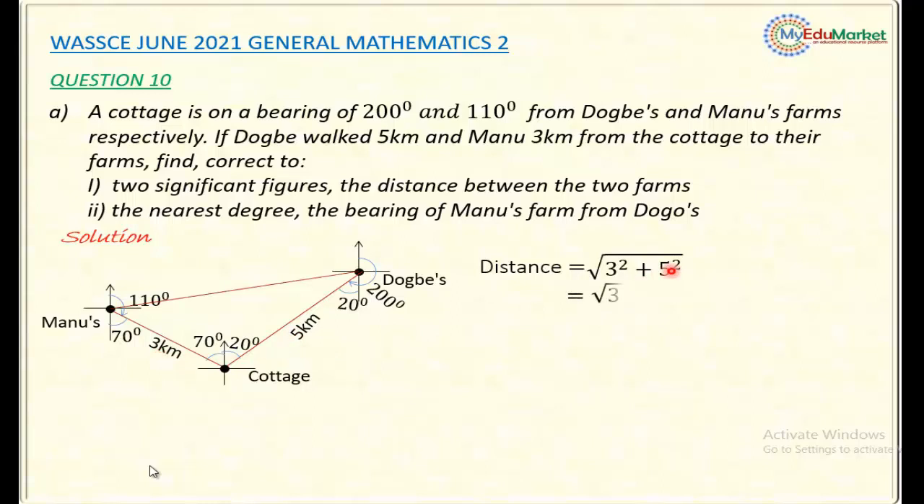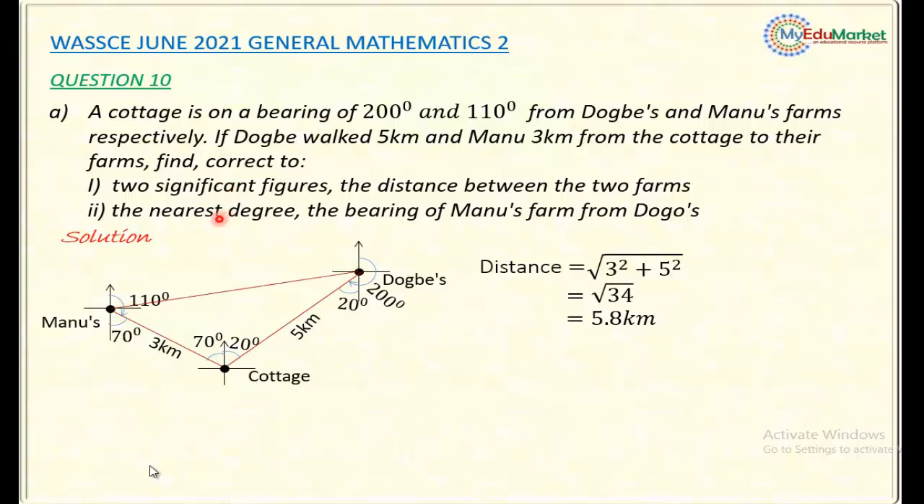So if I continue, 3 squared is 9, 5 squared is 25, adding 9 and 25 will give the answer 34. So the square root of 34 is going to be 5.8 kilometers, approximately, to two significant figures. So this is the distance from Manu's farm to Dogbear's farm. So question Roman 1 has now been answered.